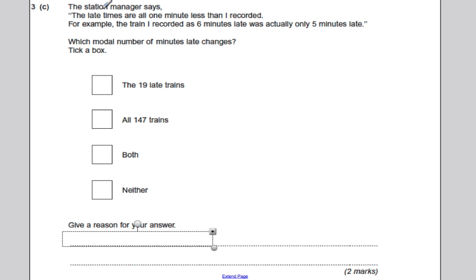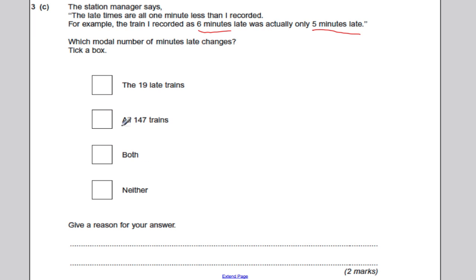Now it tells us, the station manager says that the late times are all 1 minute less than I recorded. So for example, a train that he recorded as 6 minutes late was actually only 5 minutes late. It says which modal number of minutes will change. Will it be the 19 late trains, all 147 trains, both or neither?